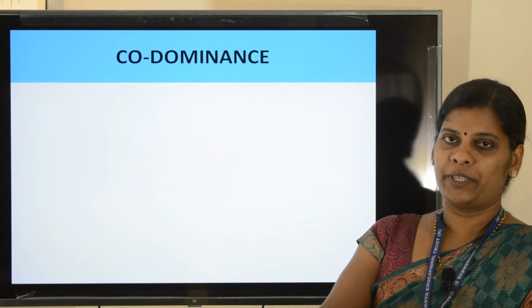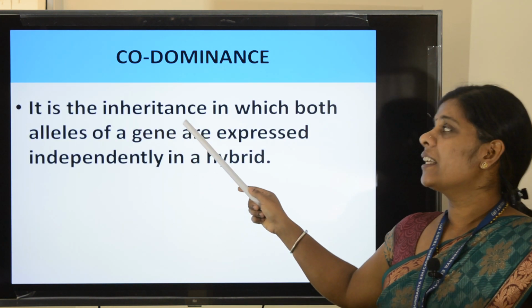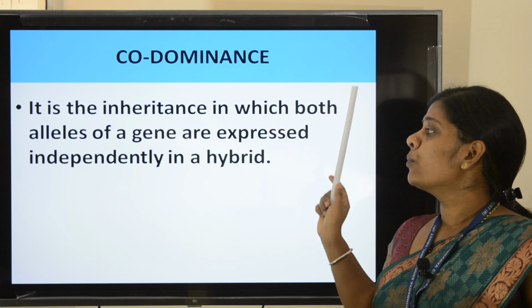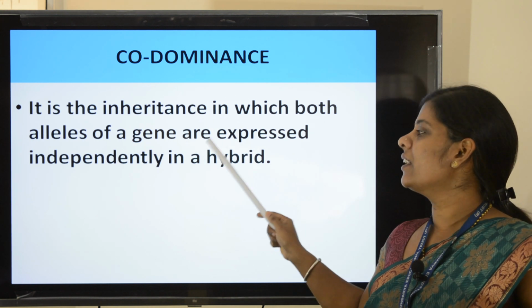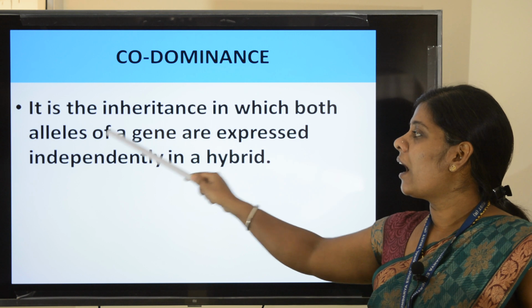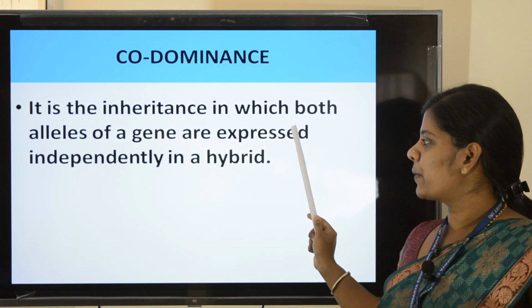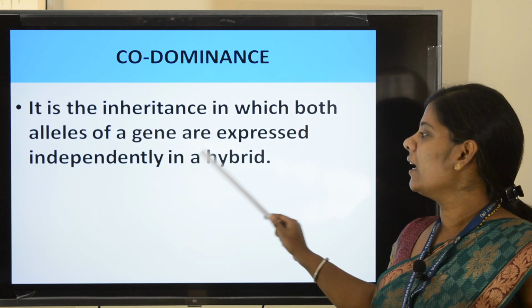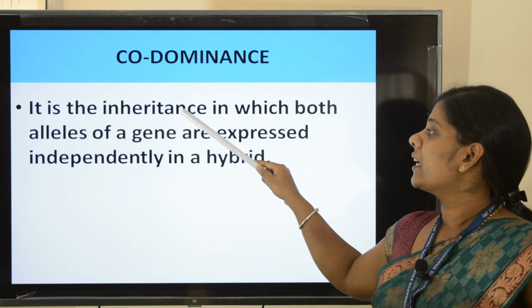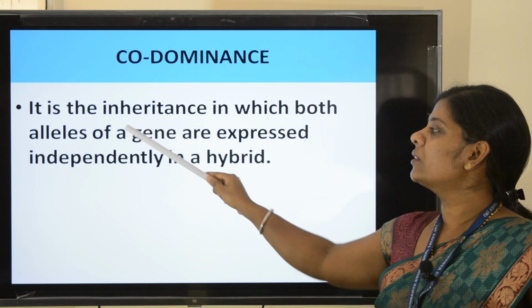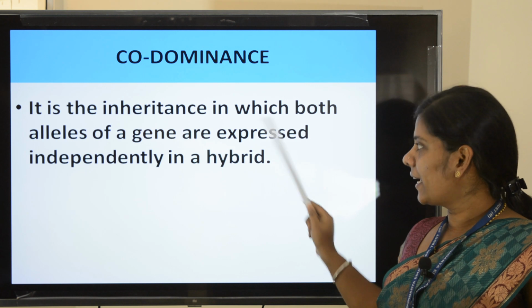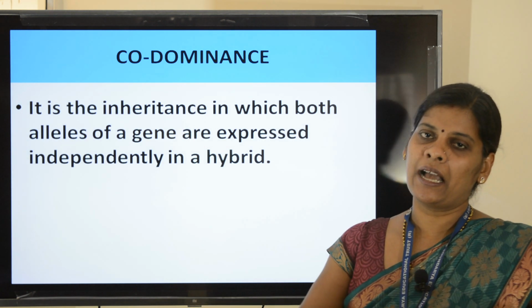What is codominance? It is the inheritance in which both alleles of a gene are expressed independently in a hybrid.